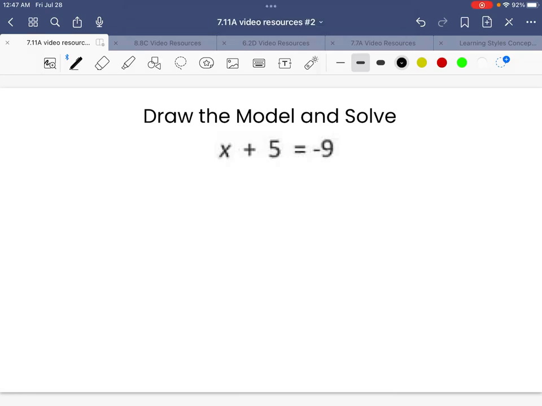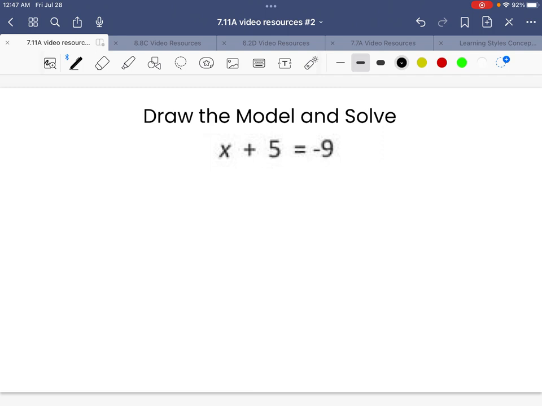Hey guys, today we're going to be looking at how to draw a model from an algebraic equation and then solve it. So I see that I have x plus 5 is equal to -9. I can represent this a couple different ways. We've been using algebra tiles.